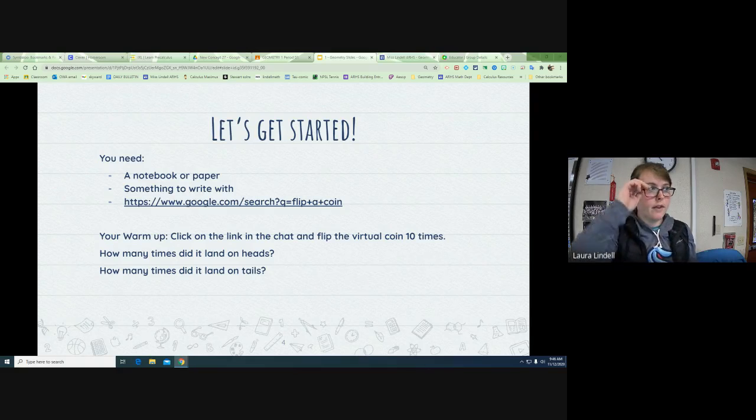All right, here we go. So for probability, our goal for today is to find probability of independent and dependent events. But before we can do that, we do need to talk about what basic probability is.